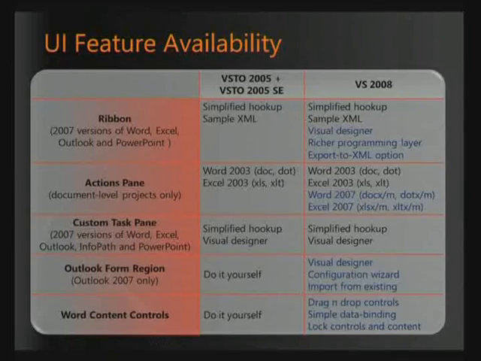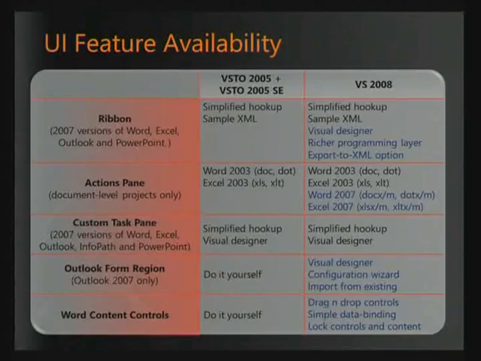All right, so those are things that you can do in Outlook form regions. And here's the coverage of all the different UI elements that we talked about today. The ribbon is something that only exists in Office 2007, and you were able to program against that in either Visual Studio Tools for Office 2005 Second Edition, and also in the new Visual Studio 2008. In the second edition product, we didn't have a visual designer, but we gave you some tools to help you with writing the XML.